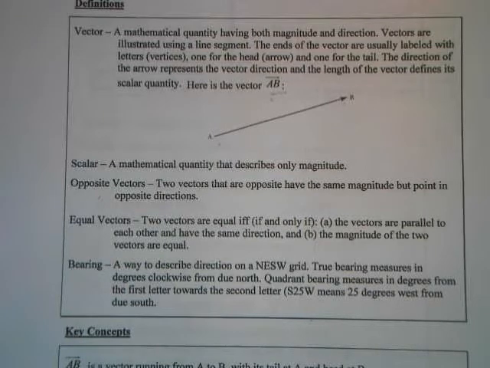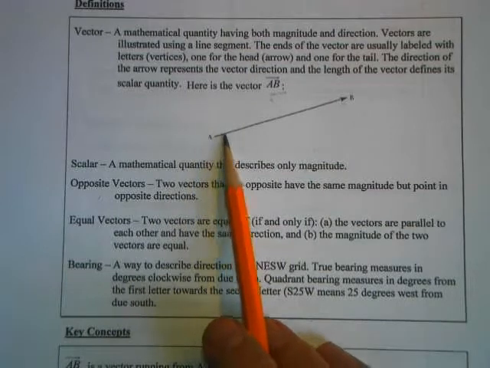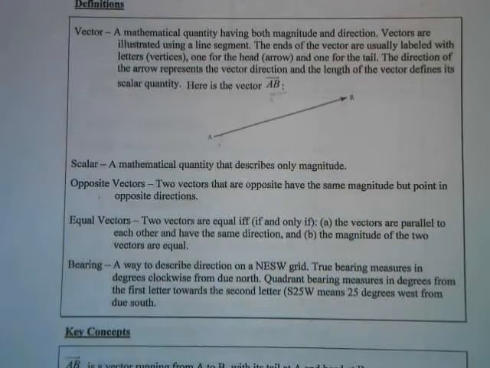Equal vectors, basically those are two vectors that are parallel to each other, so they have the same direction and they're pointing the same way, and the magnitude of the two vectors are equal. So if I just copy and pasted this AB and put it over here, called it CD, those vectors would be equal. They're parallel with the same length and pointing in the same direction.